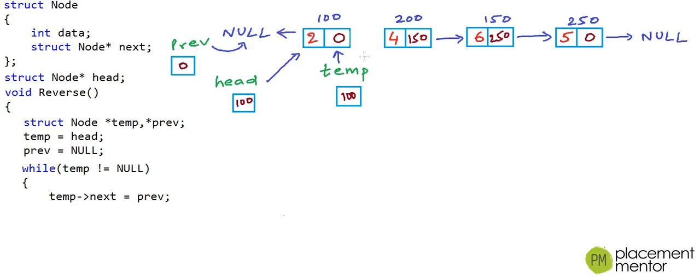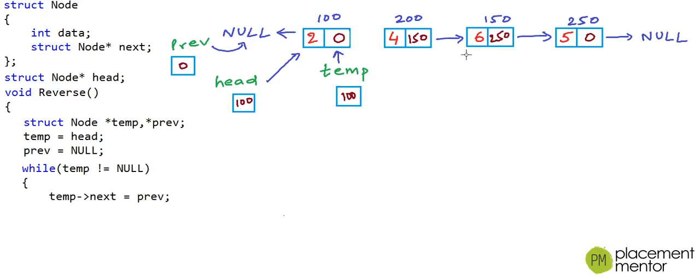But there is a problem. As soon as we adjusted the link of this particular node at address 100 to make it point to null, we lost the address of the next node. So how do we move temp to this particular node at address 200? We cannot say temp equal temp.next now. If we say temp equal temp.next, now we will go to null. So this is a problem.